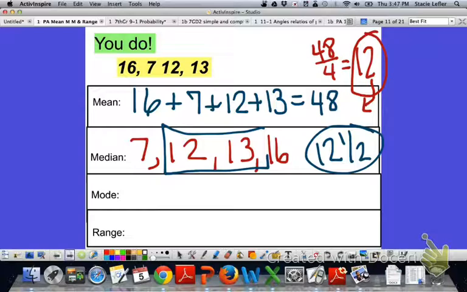So for your median, you line them all up from smallest to biggest, cross off until you find the middle. There's 2 in the middle, so the middle of them, you can just think about what's halfway between 12 and 13, 12 and a half.